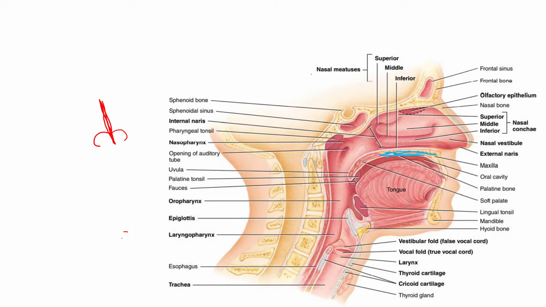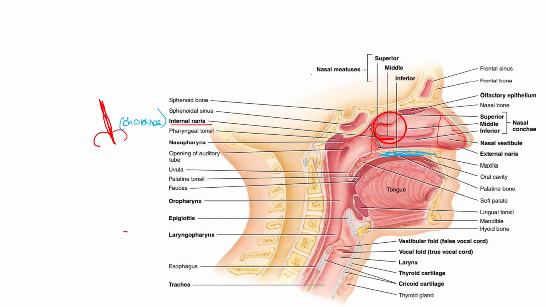Now, if we see the location of this internal nose, anteriorly it is attached to our external nose, and posteriorly it is attached to our pharynx. From here our pharynx will start. Before the pharynx, in this nasal cavity, you have two internal nares. These are the internal nares, also called the choanae.